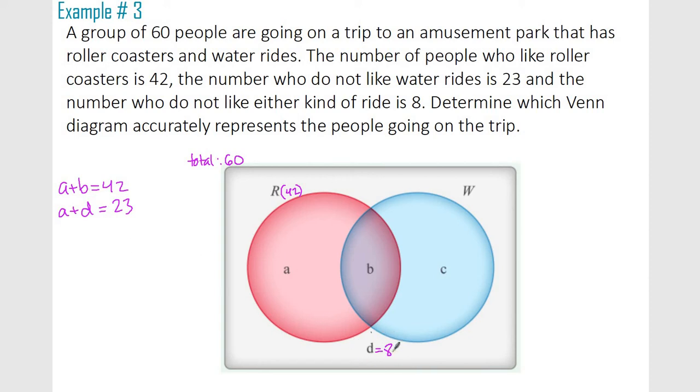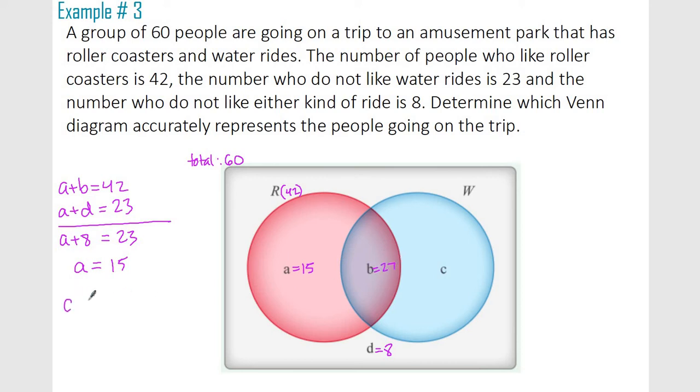Okay, so now we've already figured out D. So now we can go ahead and plug it in. A plus 8 equals 23. So A must be 15. And we can keep going, right? A plus B is 42. We have that as a formula. We can also see it based on the graph. So 42 minus 15 is 27.